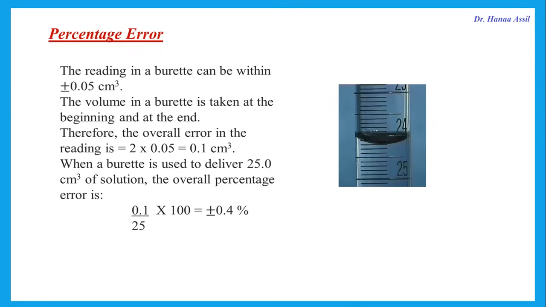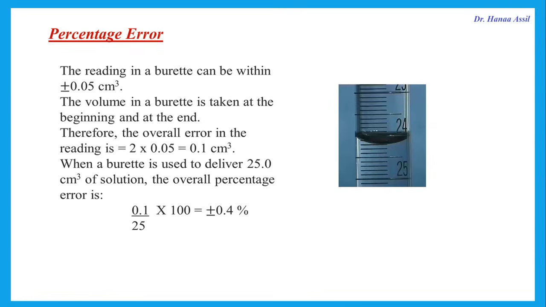So if we use the burette, for example, to measure 25 centimeter cubed of solution, then the percentage uncertainty will be the initial uncertainty times 2. So if we're told it's 0.05, that's times 2.